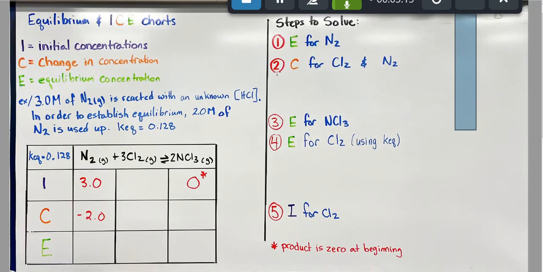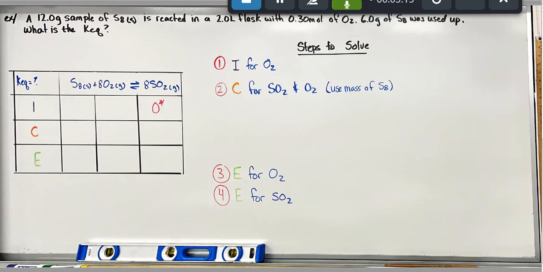Okay, so let's do one more. Here I have a sample of 12 grams of S8 solid, and it's reacted in a 2-liter flask with 0.3 moles of oxygen gas. 6 grams of the S8 was used up. I want to know what the Keq for this reaction is.